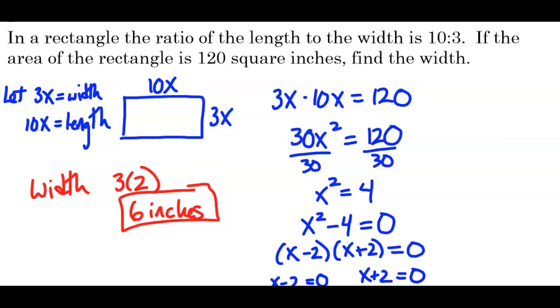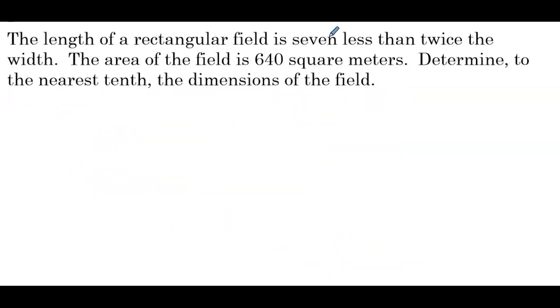Okay, on to the next one. The length of a rectangular field is 7 less than twice the width. The area of the field is 640 square meters. Determine to the nearest tenth the dimensions of the field.